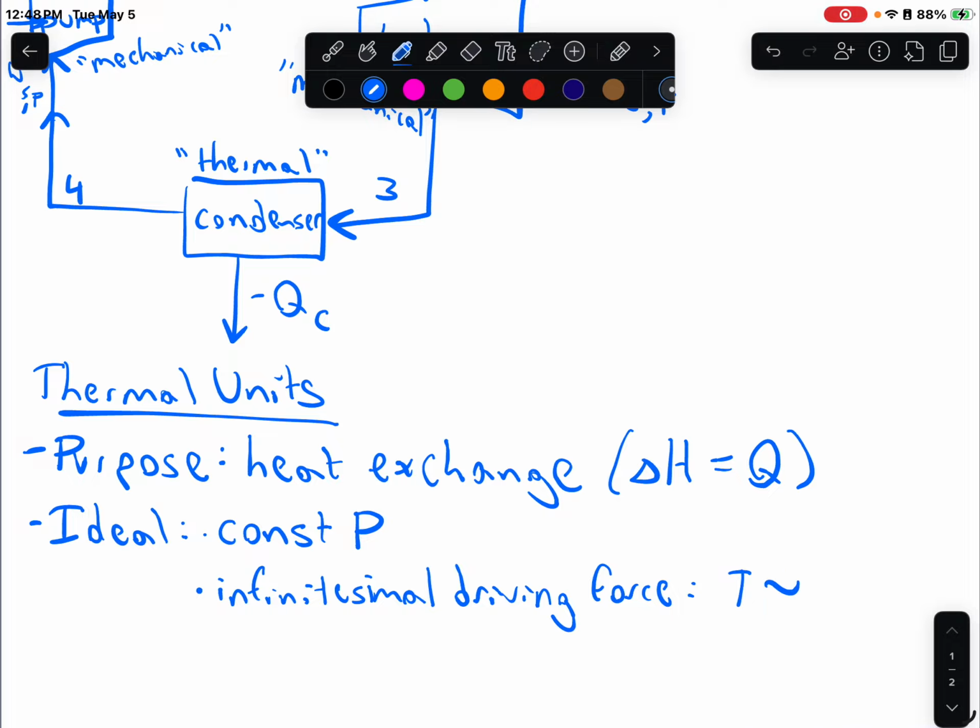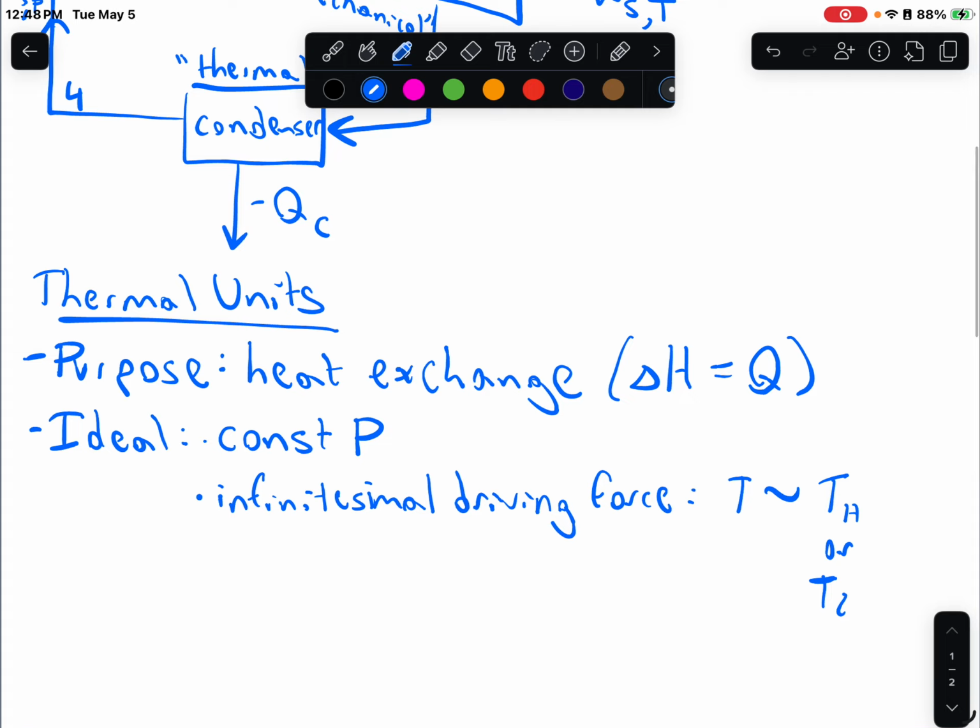So T is approximately TH or TC. TH in the case of the boiler, TC in the case of the condenser. And the idea is that heat exchange requires as small as possible of a temperature difference between the surrounding and the system.